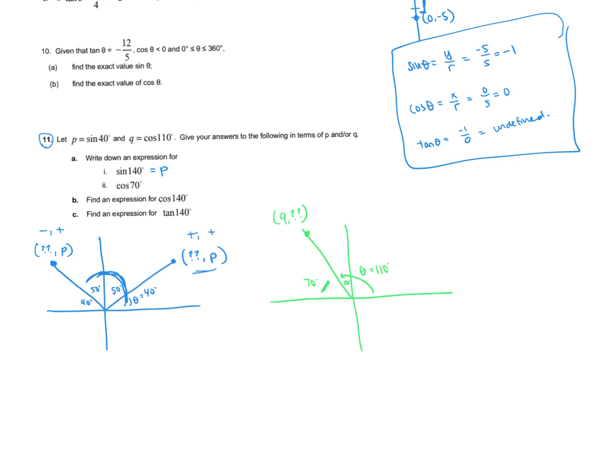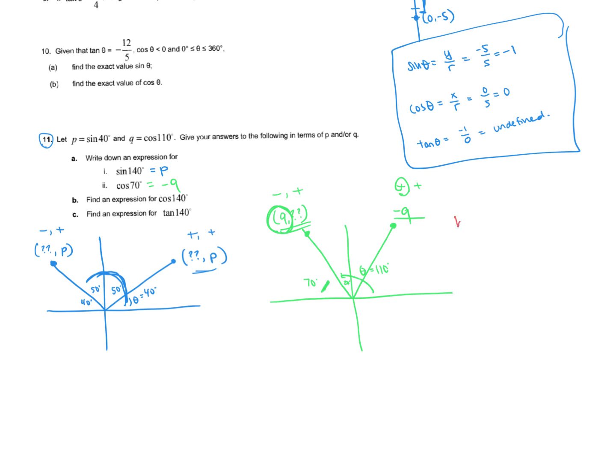Okay? Now cosine of 70 is like right over here, and these are symmetric. And remember, in this quadrant it's positive, positive, in this quadrant it's negative, positive. So if this Q is positive, this one needs to be negative, they have opposite signs basically. So this will be negative Q. Okay, so that's all about the bow tie symmetries.